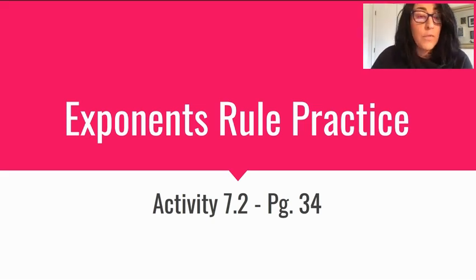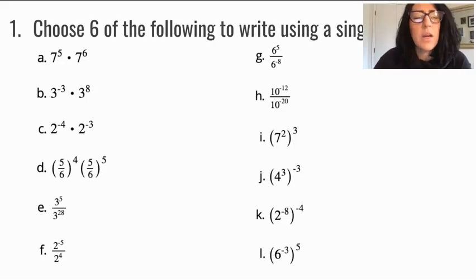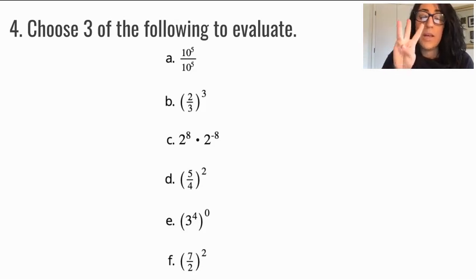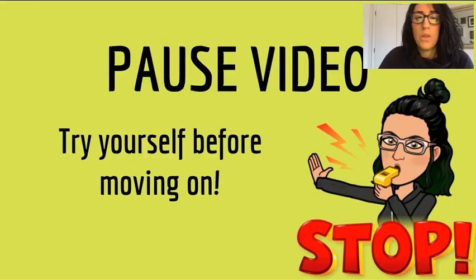Okay, we're going to start off with some exponents practice with the rules. I'm going to explain how you're going to navigate through this activity, then you're going to pause, and then we will discuss. So you start with this list, and you're only going to choose 6 of the following to write using a single exponent. After you get through that list, you're going to answer question 2 to say why you chose to skip the ones you did. When you get to question 3, you're then going to choose 3 of the following to write with a single positive exponent. And in the last one, you're going to again pick 3 to just evaluate. Go ahead and pause the video and try for yourself before moving on.